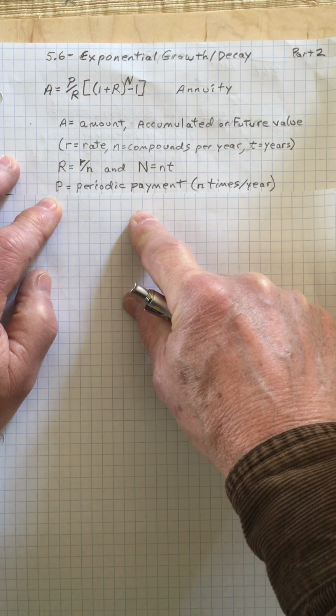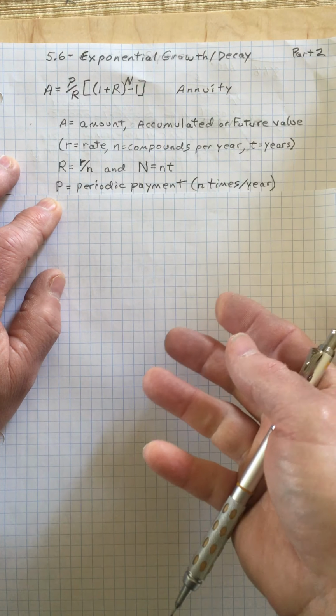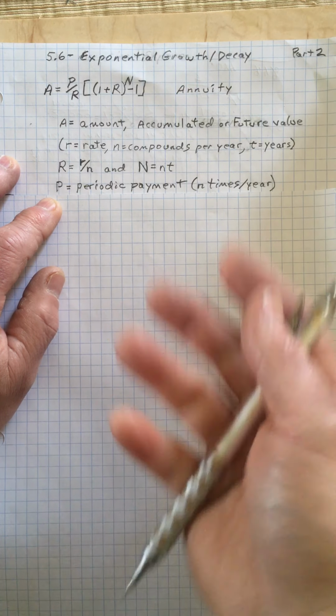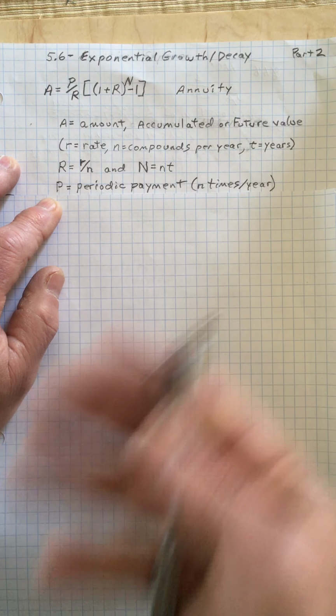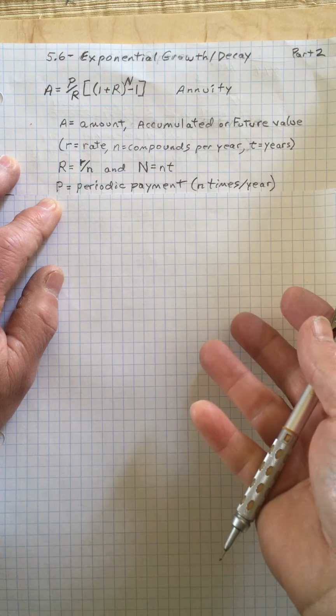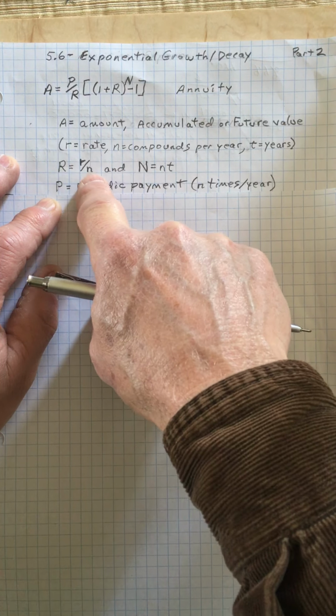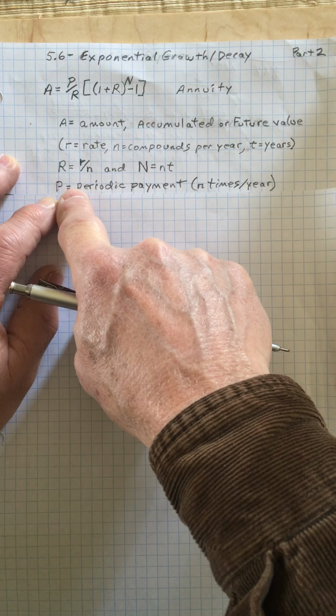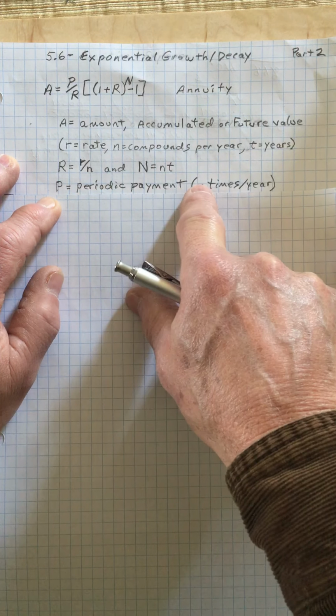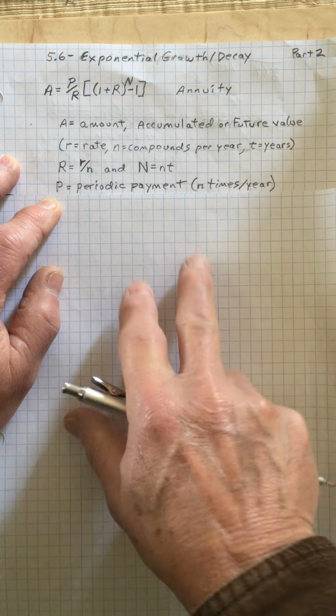Finally, P is your periodic payment. So if it's quarterly, you're going to do 4 payments a year, monthly, 12 payments a year, and so on. So that's going to match the compounds also. So P payments, N payments a year.